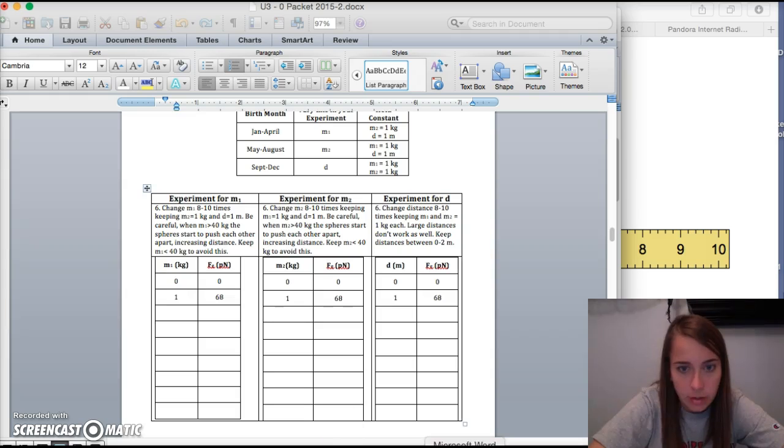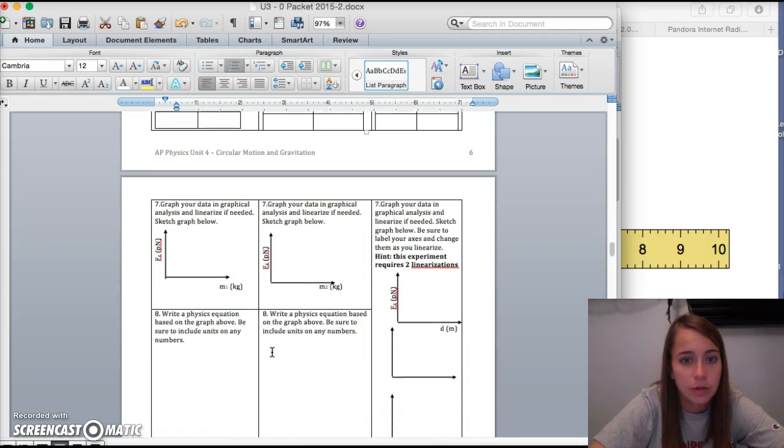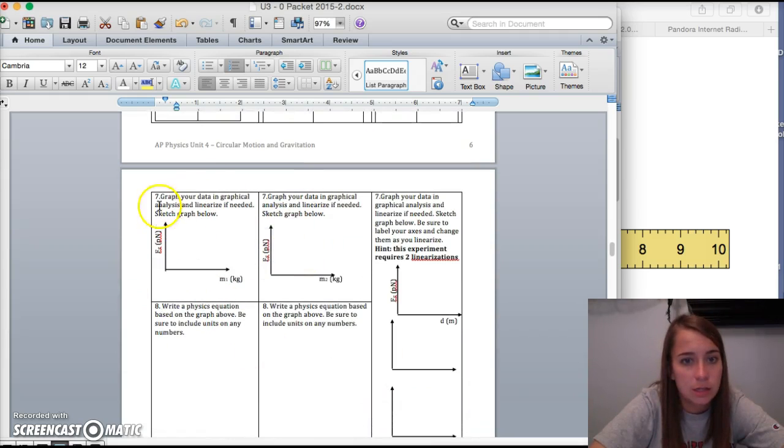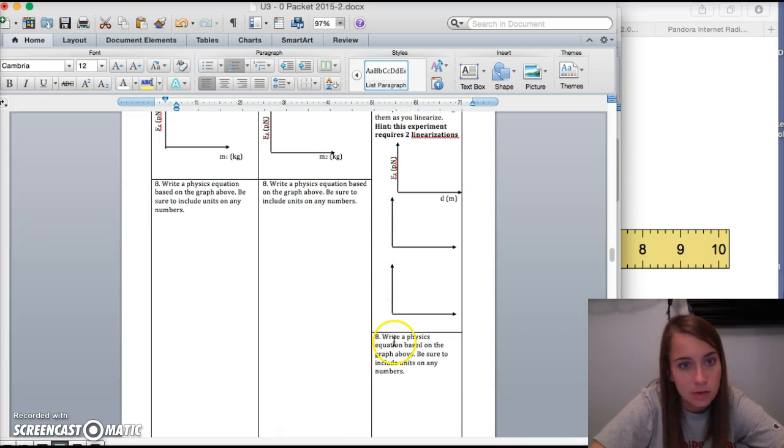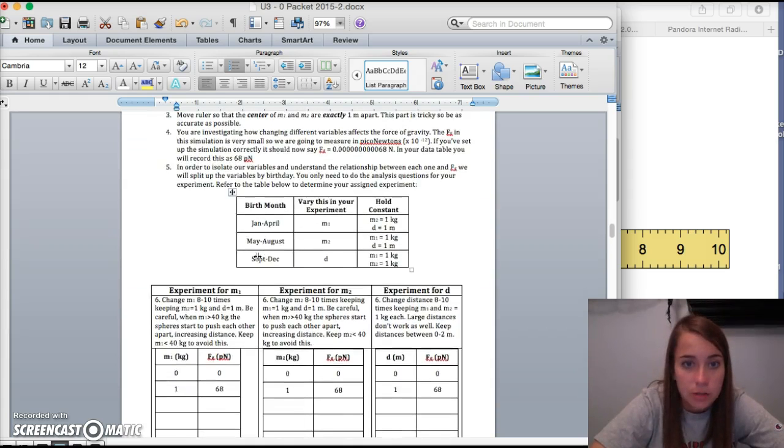All right, you're going to fill in your data table. You're going to graph this using graphical analysis, and linearize it if needed. Unfortunately, our dear friends over here who are doing distance, you have 2 linearizations you need to do to get this linear. If you don't find those, you're not doing it right. And the last thing, we're going to write a physics equation. Make sure when you write your physics equation, your slope has units on it. Other than that, you guys are all set to do this.